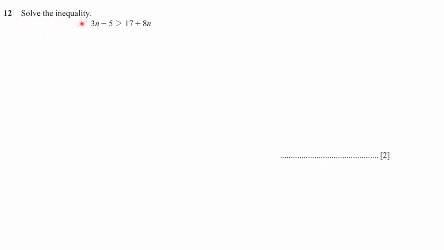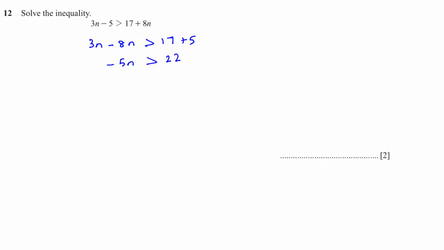Question number 12, solve the inequality. 3n minus 5 is more than 17 plus 8n. Bring the like terms together. So you will have 3n minus 8n is more than 17 plus 5. The negative 5 becomes positive. 3n minus 8n will give me negative 5n is more than 22.